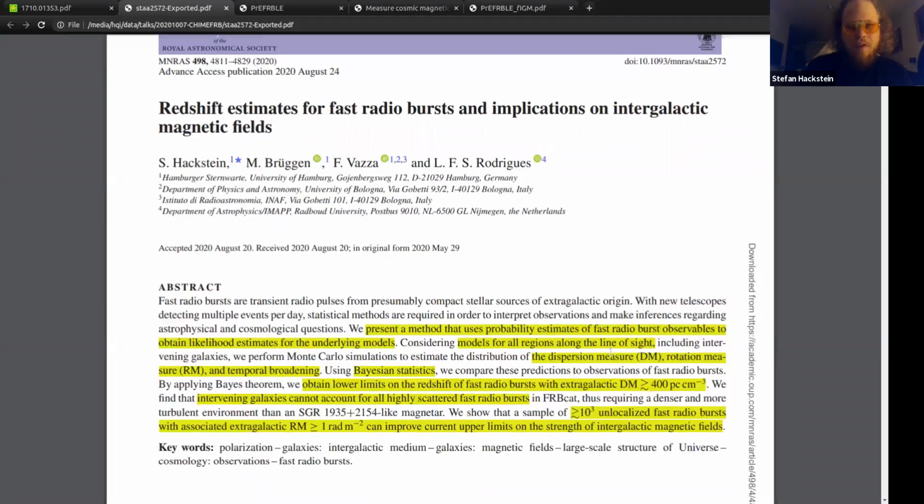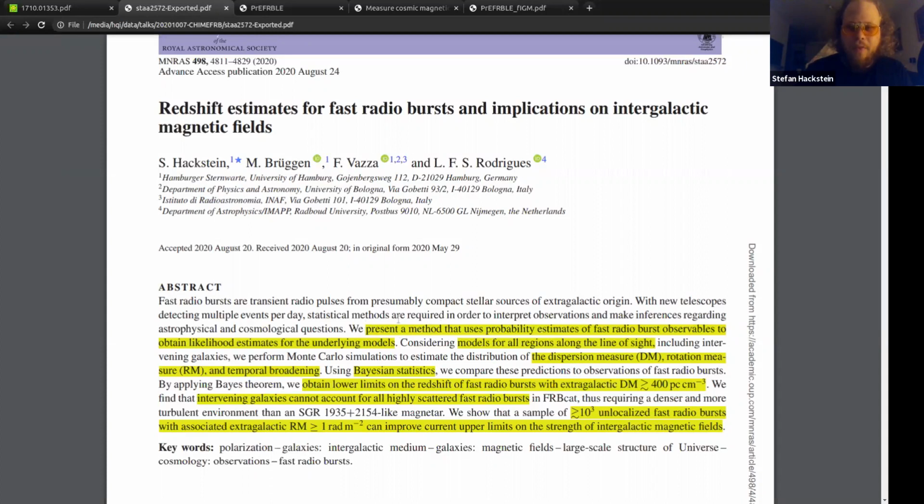So basically, what we do in this paper is we are looking at fast radio bursts, obviously, and we are trying to get information about the intergalactic magnetic field. Basically, we are trying to get a measure of the intergalactic magnetic field, which so far we have not been able to measure. But there are a lot more things that we were actually able to do with the method we have been using for this.